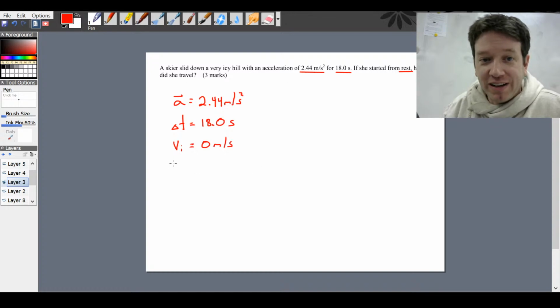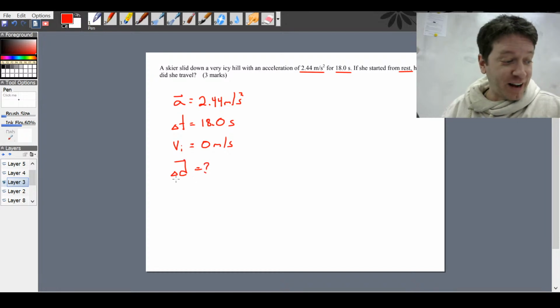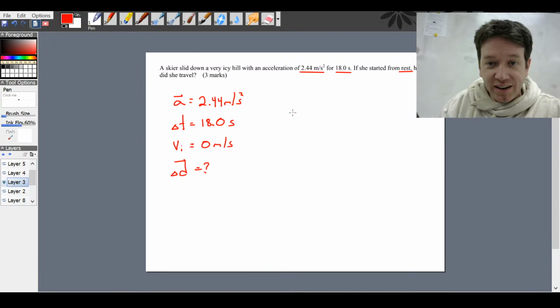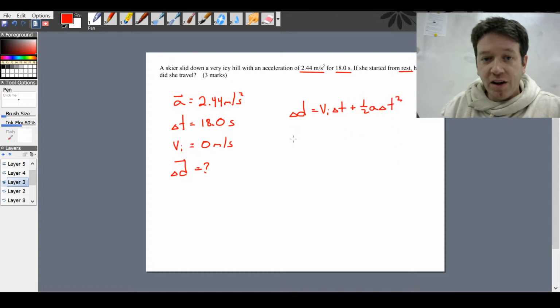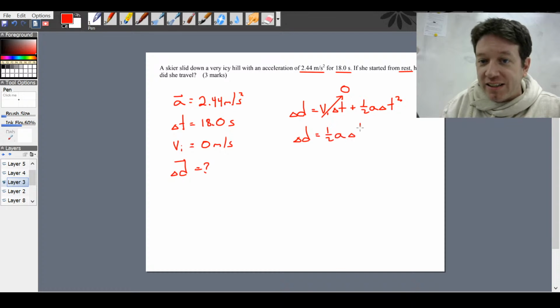How far did she travel? How far means we want to know displacement. All right, so in this one, we don't care about final velocity. So our equation then is the one without final velocity, which is Vi delta t plus 1/2 a delta t squared. Okay, and Vi is 0, so this whole term, because 0 multiplied by whatever time is just going to be 0, disappears. So we're left with delta d equals 1/2 a delta t squared.